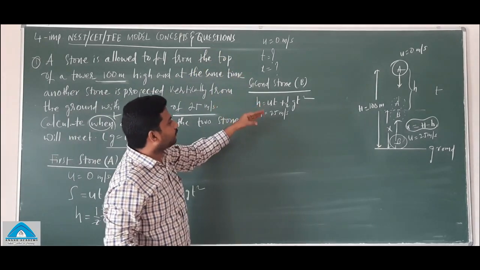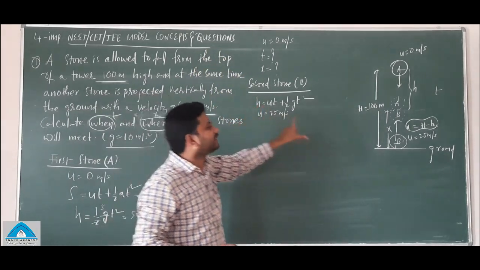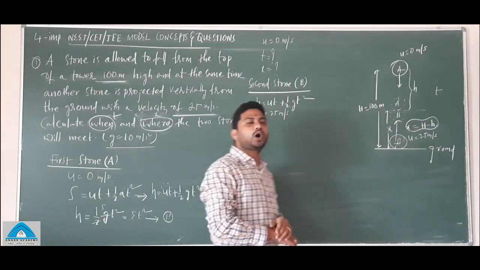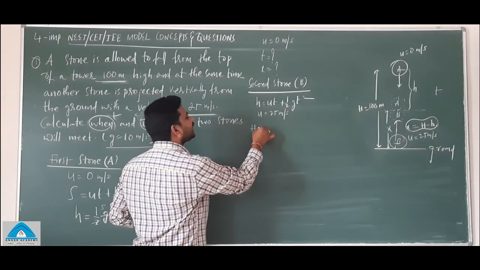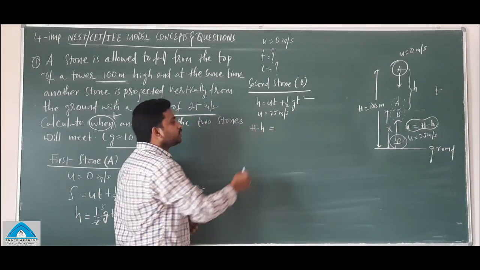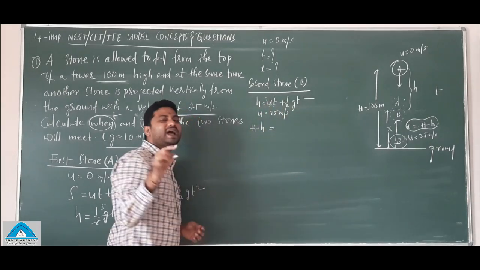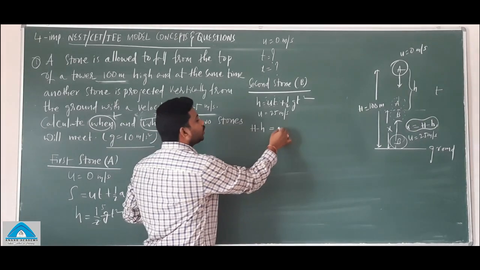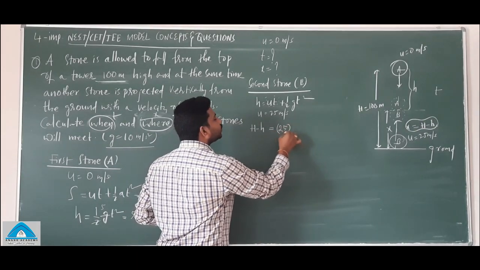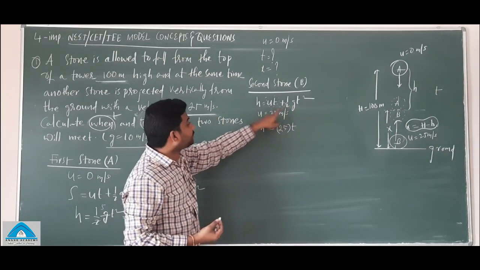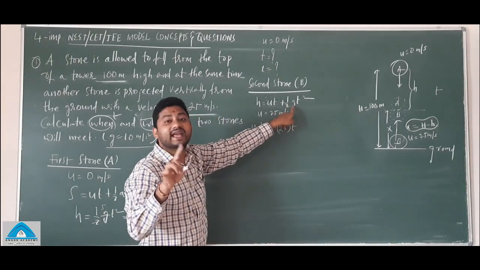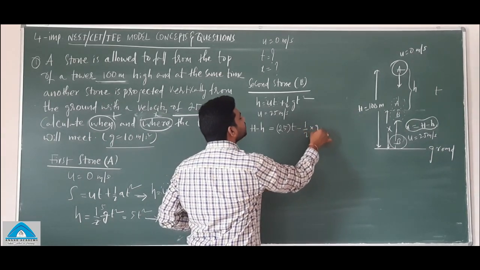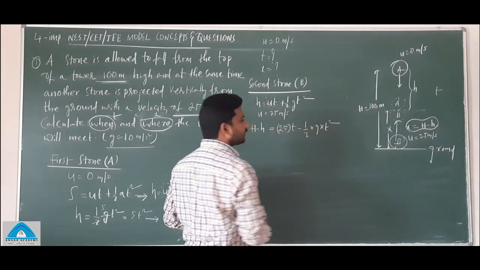Now let us apply for the second body. What is the distance traveled by the second body? It's x, that x is equal to capital H minus small h. So capital H minus small h is equal to u into t. Here u value is 25 meters per second, you should not write it as 0. So 25 into t, and it is plus, as g value is negative when the body is thrown upward, so this will be minus half into g into t square.